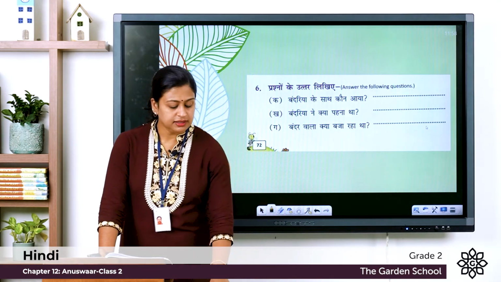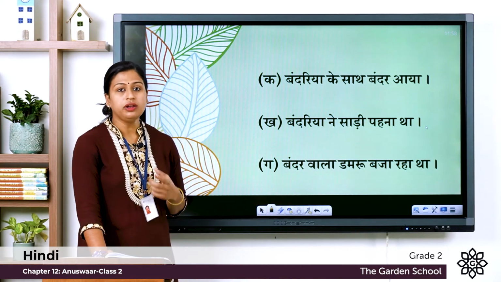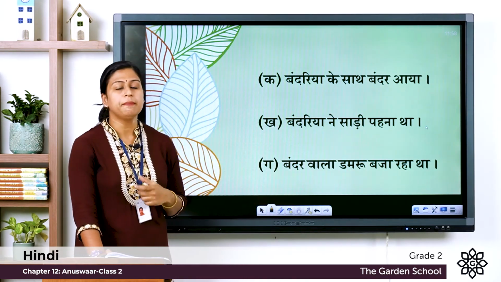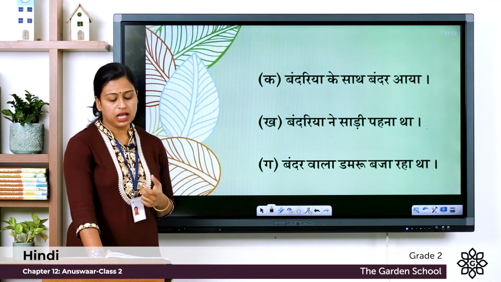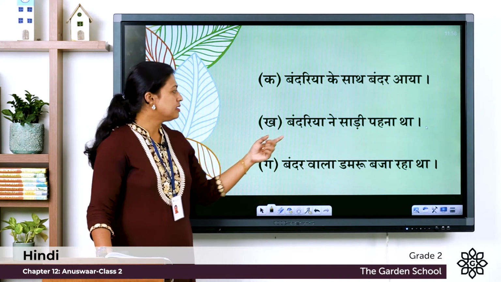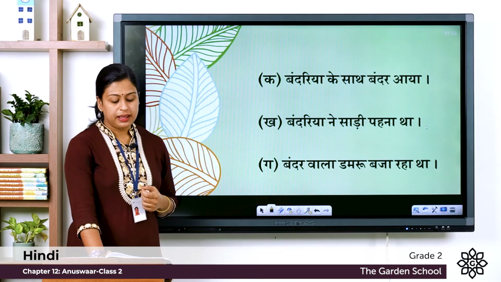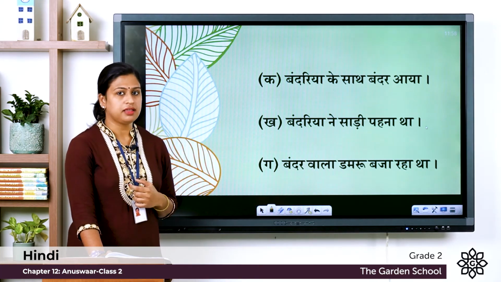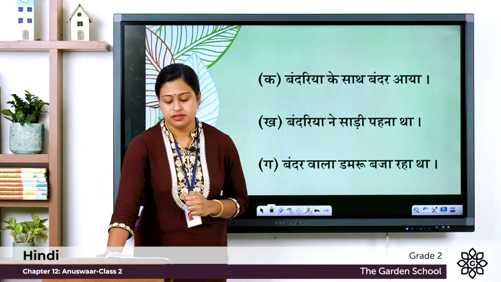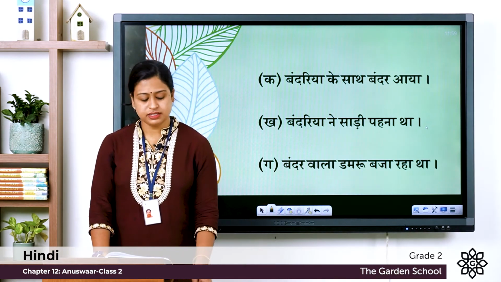Now let's see the answer. The first one is का. बंदरिया के साथ कौन आया. The answer is बंदरिया के साथ बंदर आया. So here बंदर is a male monkey. खा, बंदरिया ने क्या पहना था. Answer is बंदरिया ने साड़ी पहना था. Last one, बंदर वाला क्या बजा रहा था? The answer is बंदर वाला डमरू बजा रहा था. So this is the sixth exercise. Now let's move on to the next one.